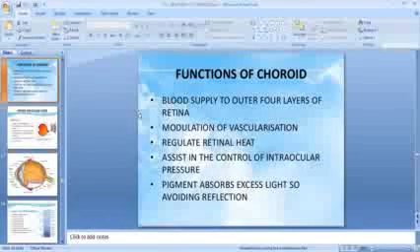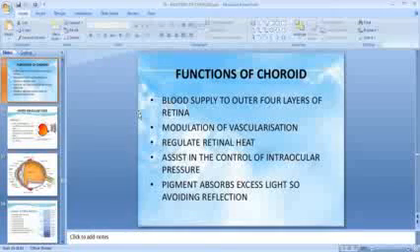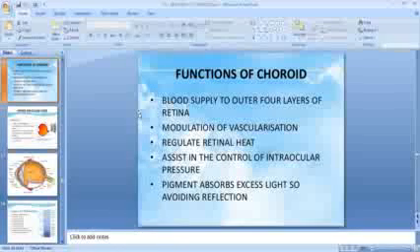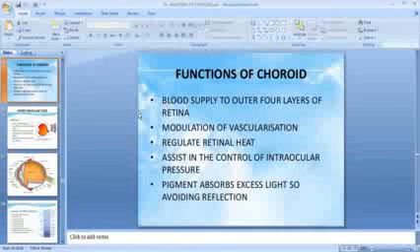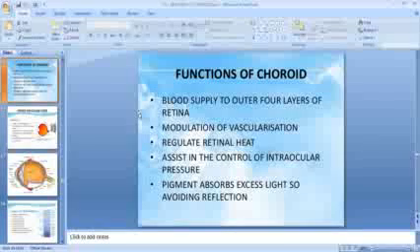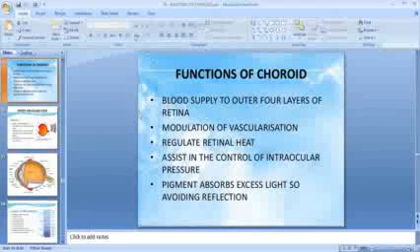Then the last point is the functions of the choroid. It provides blood supply to the outer 4 layers of the retina and modulates vascularization, regulates retinal heat, and assists in the control of intraocular pressure. The pigment absorbs the excess light, so it avoids reflection.